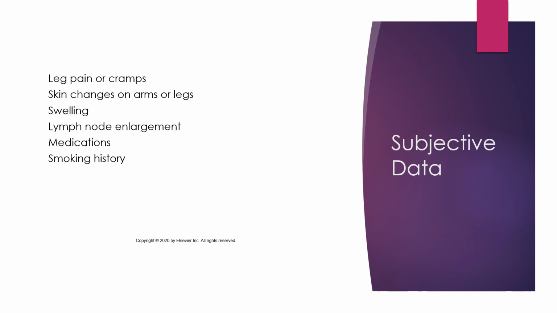We want to know, are they taking any medication? What's the medication that you take every day? And then we want to know about smoking. Do you smoke cigarettes? How many packs a day? What age did you start? Tobacco constricts arteries. It's the strongest risk factor for peripheral artery disease.